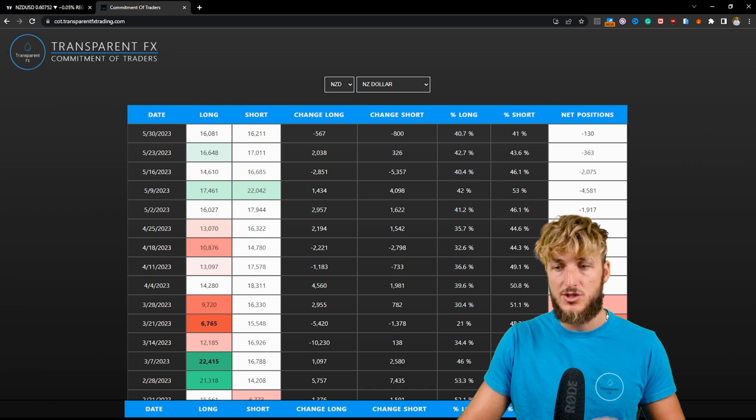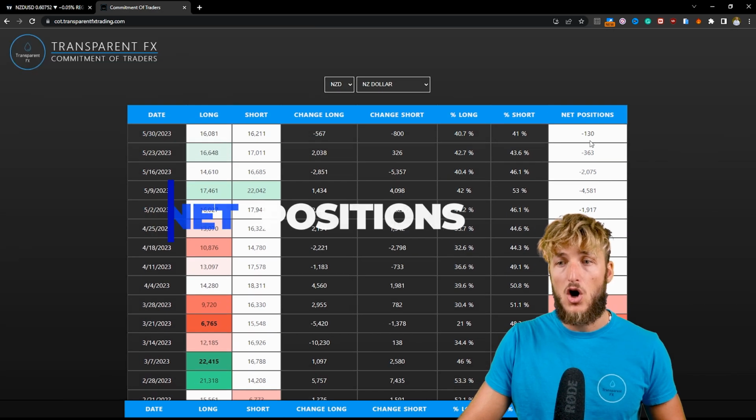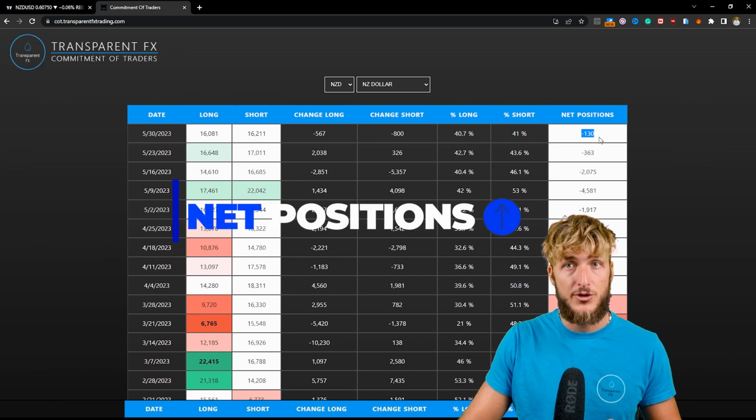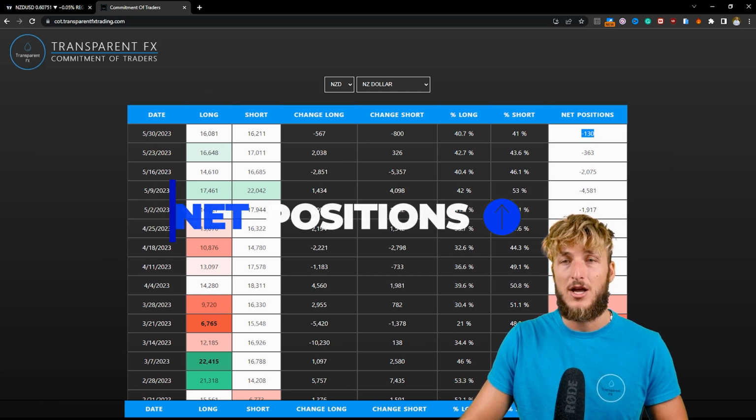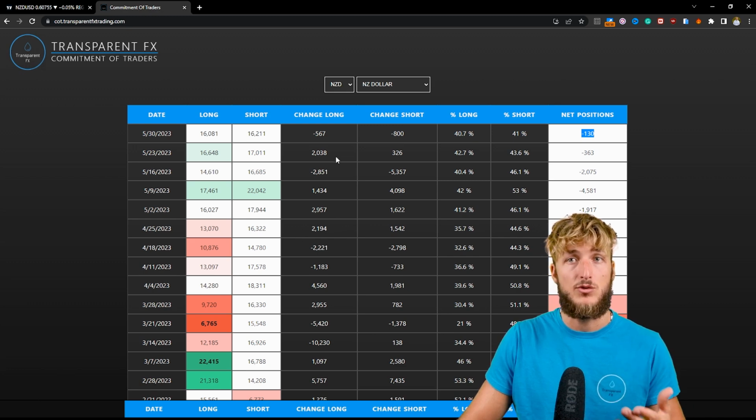And if we look at the data here, what we can see is that with the last reports, if we look at the net positions, we went from having minus 8.7k net positions all the way up to having minus 130 net positions. Now, this shows a huge increase of the net positions, meaning a huge shift on the institutional side of the market from the bearish side to the bullish side.